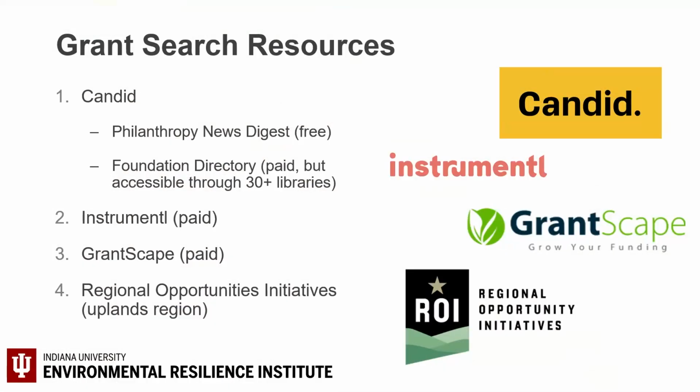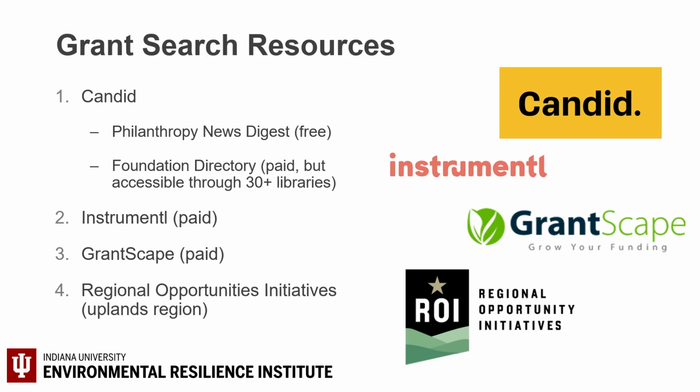And then grant search resources. If you still feel stuck after seeing some of those resources or you want to keep looking, that's fantastic. There are lots out there. Candid, Instrumental, and Grantscape are 3 examples of online databases for grants. Unfortunately, those are all paid. However, Candid is a great option. They have their foundation directory accessible through over 30 libraries just in the state of Indiana. Lots of universities also have access to it.